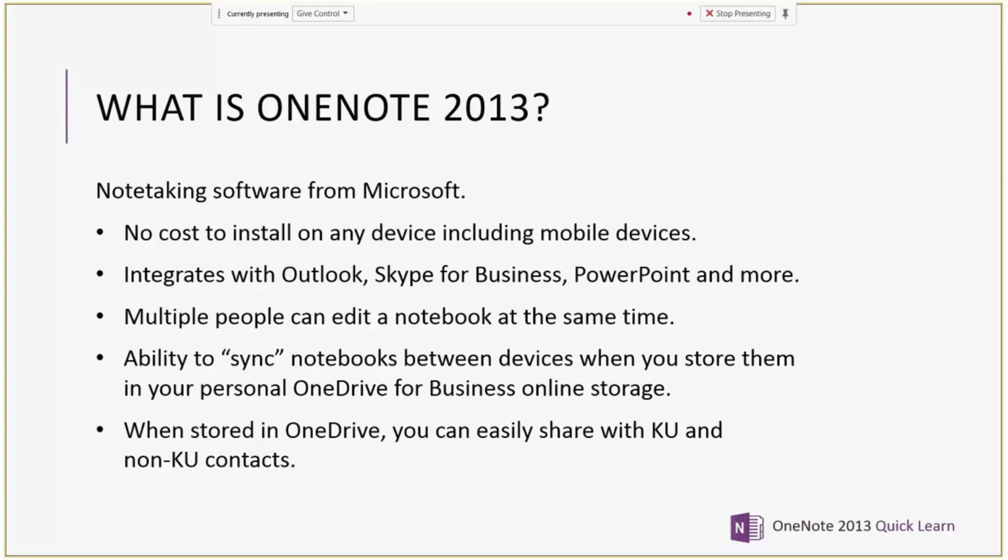So what is OneNote 2013? It's a digital note-taking software from Microsoft. It's no cost. They used to charge for it, but now it's no cost to install on any device, including mobile devices. So if you have a Mac, if you have a PC, no problem. Either one will work. Mobile devices as well. There's a mobile app. It integrates with Outlook, Skype for Business, PowerPoint, and more. So we'll see this with meeting notes. It's really nice. You can pull in all the meeting information from Outlook and that type of thing.